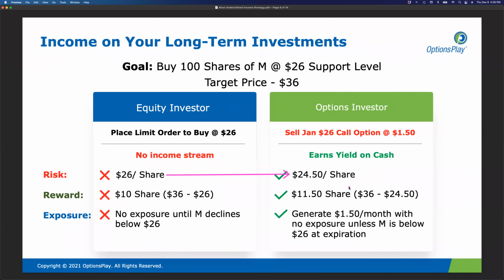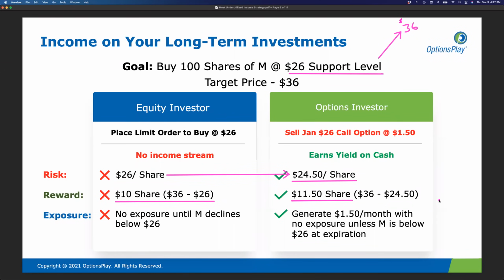And then when you look at your potential rewards, meaning if the stock rallies from the $26 support level that you're expecting to the $36 target price that you have, if you, as an equity investor, you're looking at about $10 per share in potential rewards in exchange for your $26 worth of risk. In your short put investor, you're taking on $11.50 of potential reward for $24.50 of risk. So you're skewing the risk to reward in your favor as a short put investor.